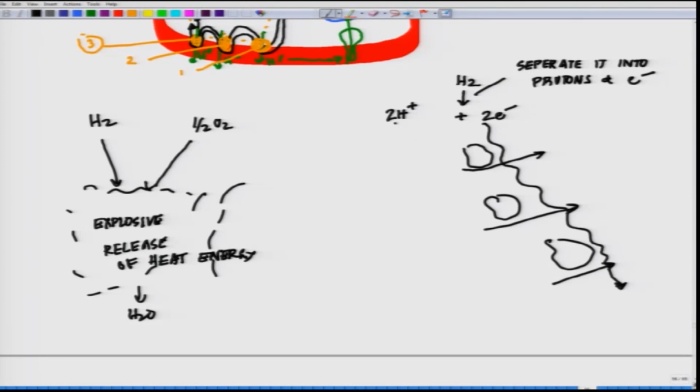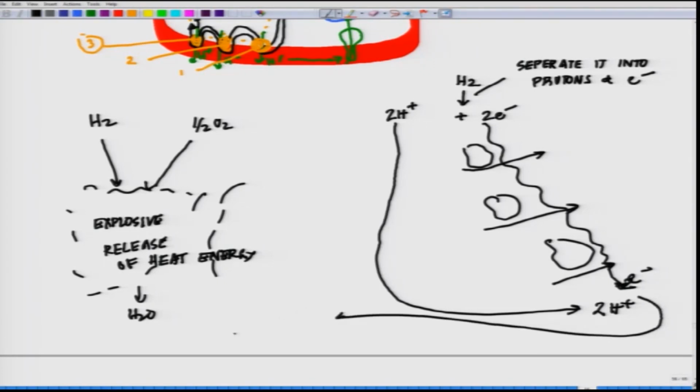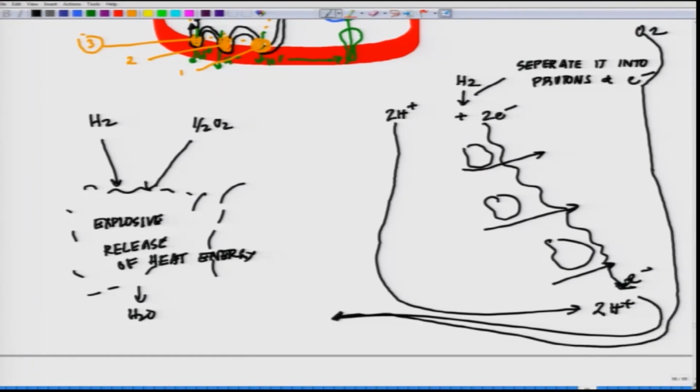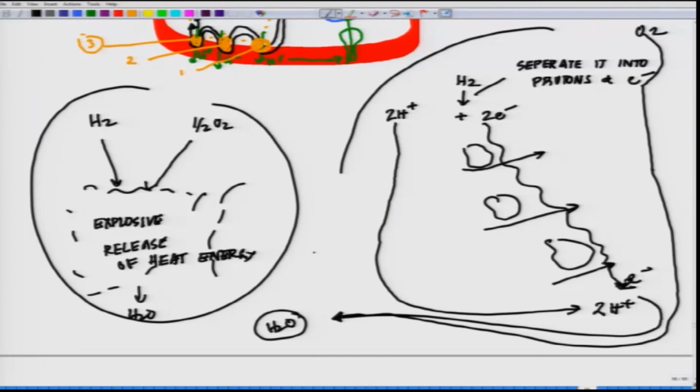And eventually, the 2H plus is coming through this proton gradient, whereas the electron is reaching from here, 2 electrons plus 2H plus, and this eventually leads to the H2, and here is that half oxygen which is coming inside the mitochondria, leading to formation of H2O. So, if you compare this reaction and how biology does it, then you will realize biology does exactly the same reaction, but in a slightly different way.